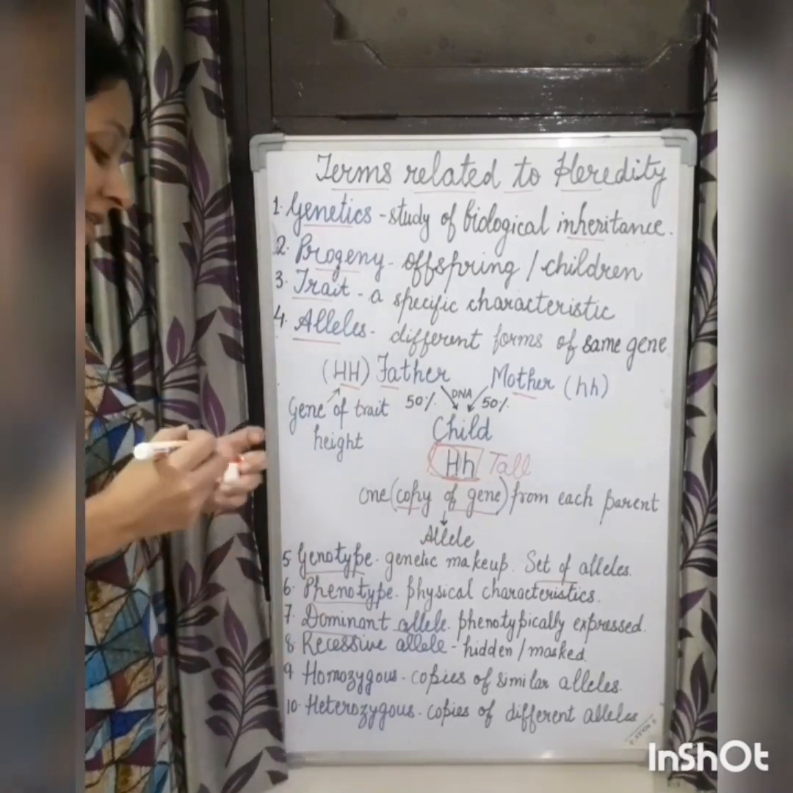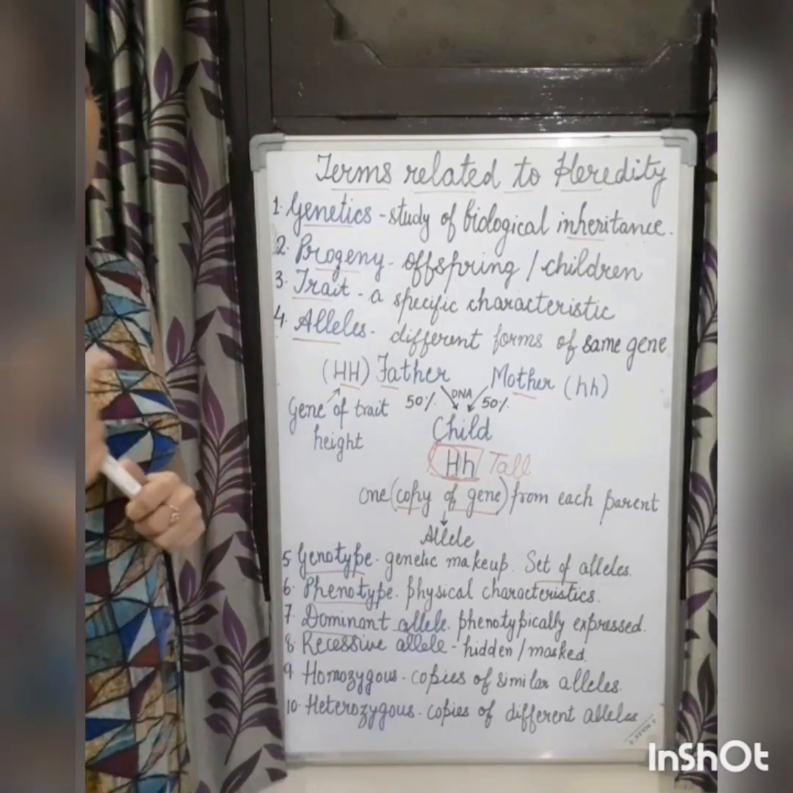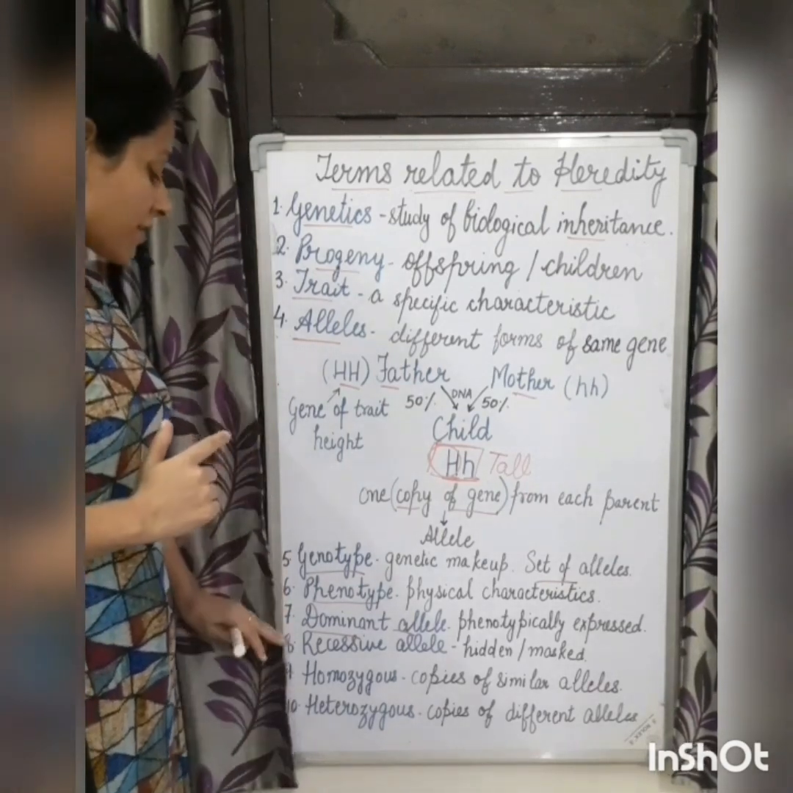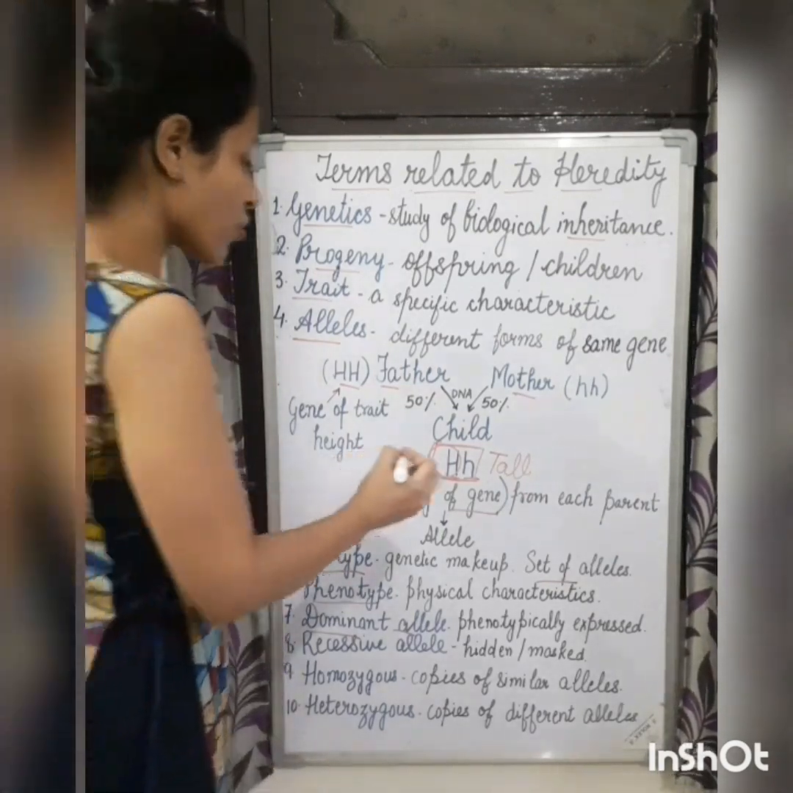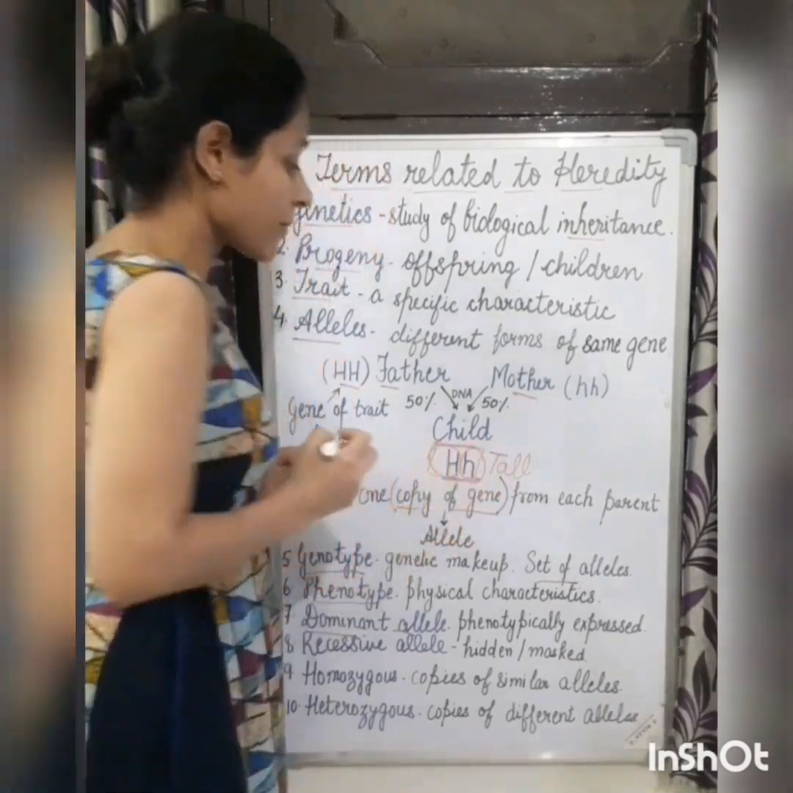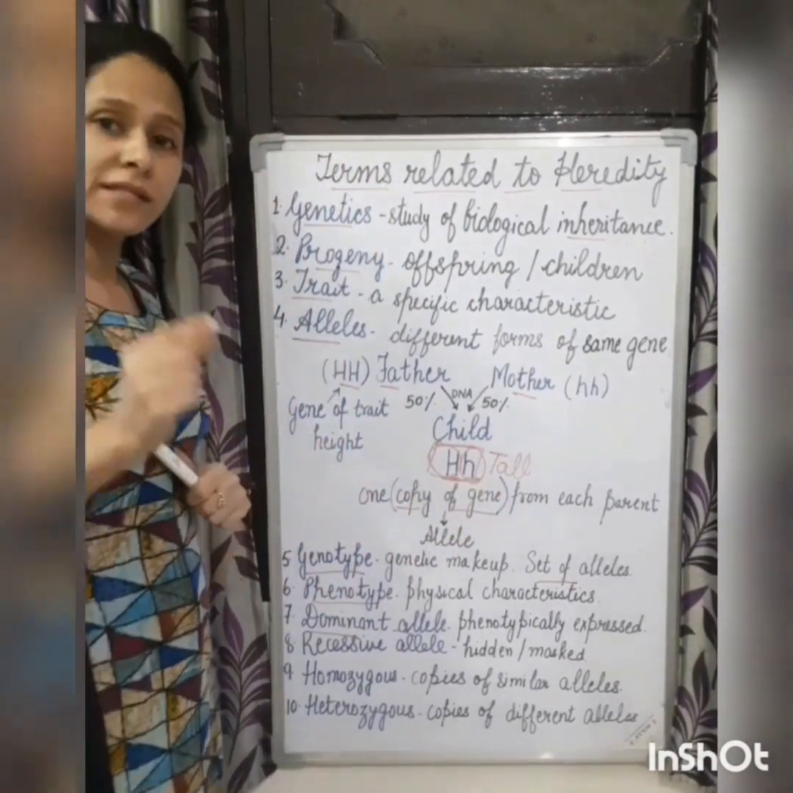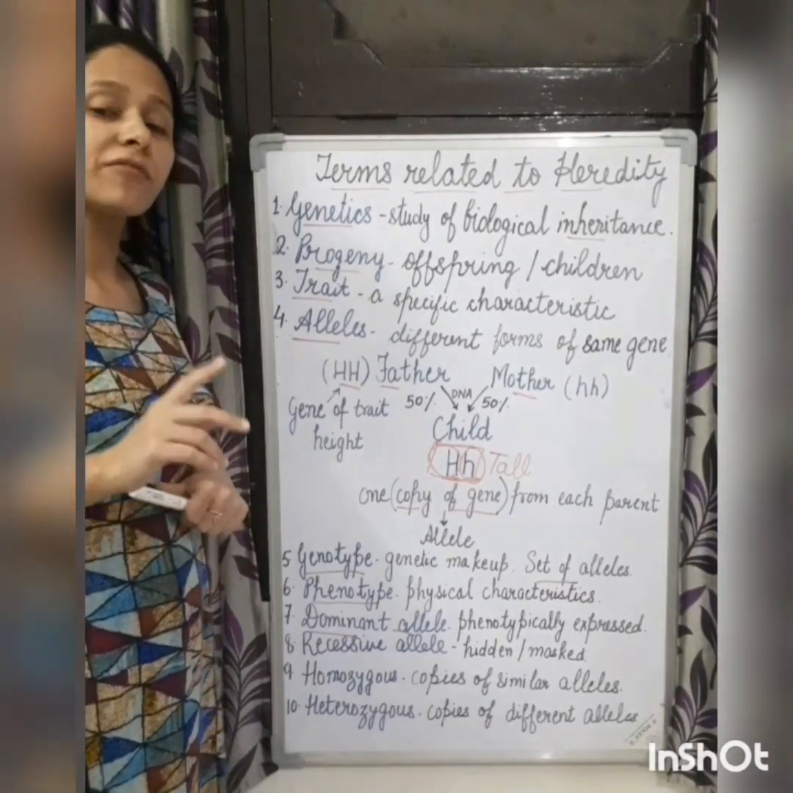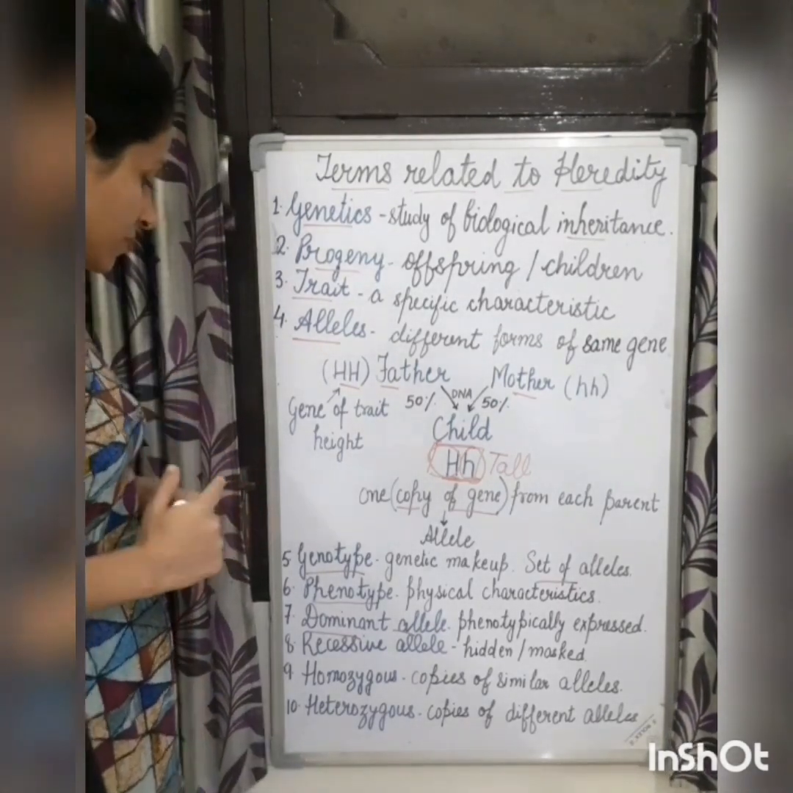A recessive allele is the other allele whose effect is not seen in the child. That means it is hidden or masked. Recessive alleles are represented by a small letter. And please keep in mind that the recessive allele is just a hidden character, so it can express itself if the dominant allele is absent.